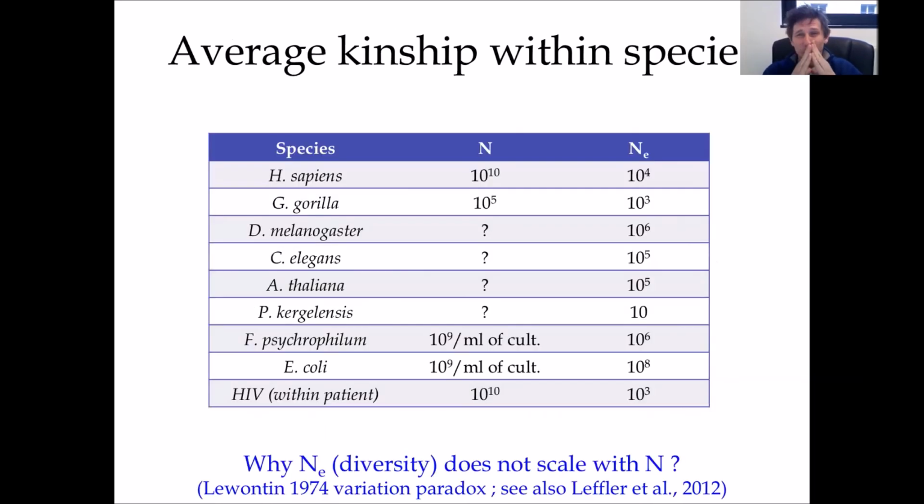And now you can start computing numbers. Humans, 10 to the 10 individuals, ancestry, 10,000 individuals, 10,000 generations, sorry. Gorilla, 100,000 individuals, ancestry, 1,000 generations. Drosophila melanogaster, no idea about the population size, very likely extremely large. I'm talking about worldwide. Time scale, 1 million generations to find a common ancestor between two individuals.